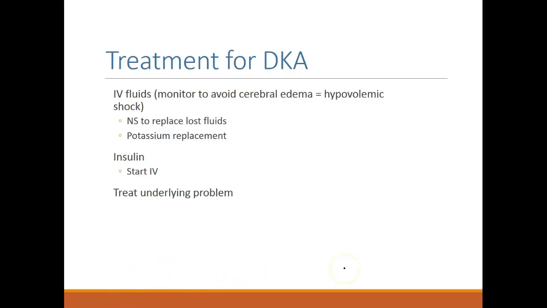So treatment is going to be IV fluids to replace any lost fluids, and also potassium replacement. Potassium replacement happens because one, we need to get glucose levels down, so when we start insulin via IV, insulin will also drive potassium into the cells. So we, as nurses, want to not only monitor somebody's glucose levels, but also potassium, and ultimately figure out what the underlying problem is.